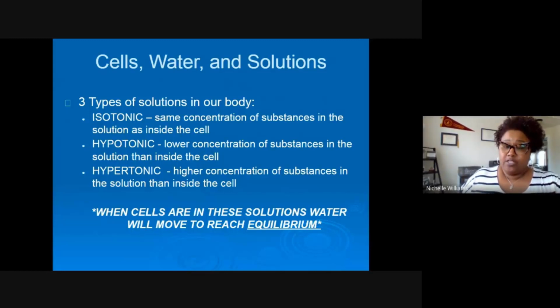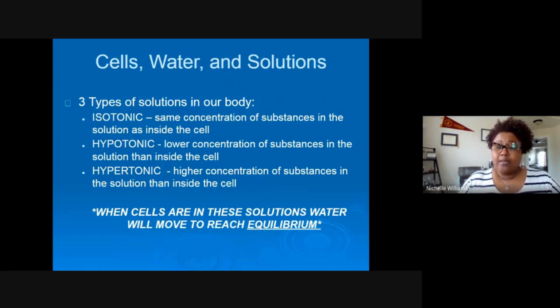When we look at the root of isotonic, iso means same. And if you look at the definition, the first word you see is same. So the concentration of the substances in that solution are the same or equal as inside the cell. So if it's 70% inside the cell, it's 70% outside of the cell. That concentration of, say, sodium or whatever is the same. Okay. Hypo means lower.